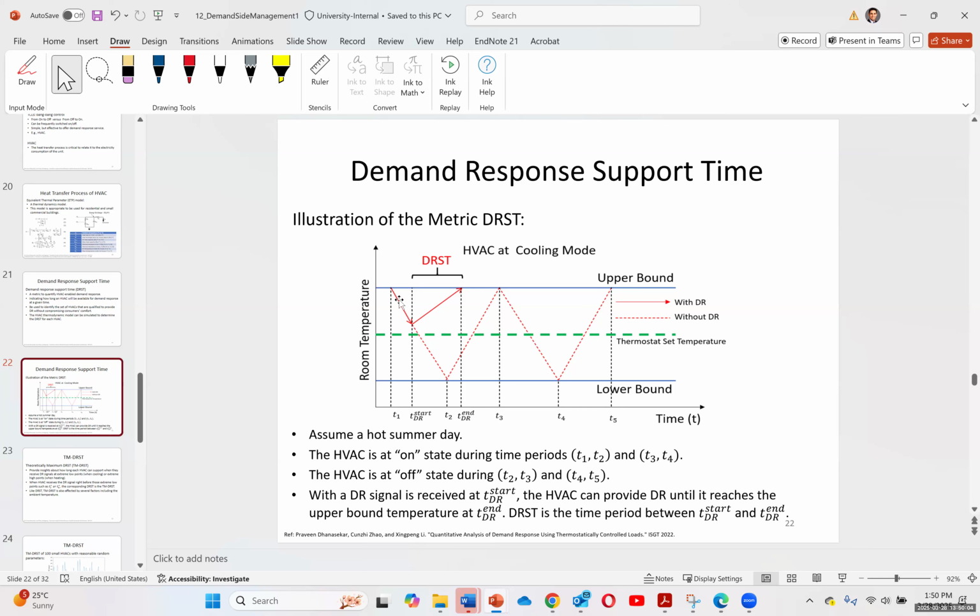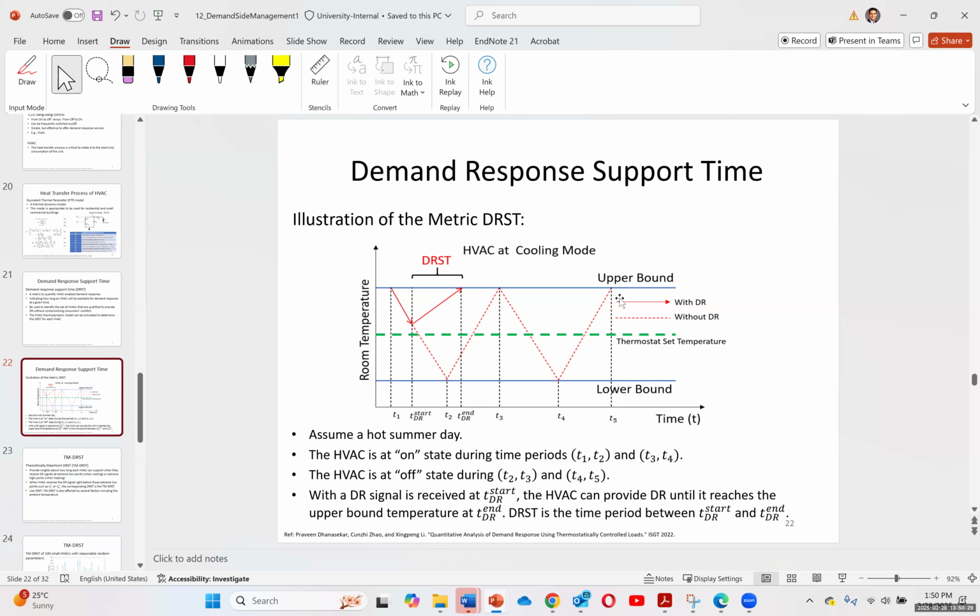When you have a DR system, it's going to let the temperature drop a few degrees below the set temperature and then kick on. So you can see that instead of turning on every, let's say, 20 minutes, it's going to turn on the system every hour. So it's going to push the system and shift the demand side.